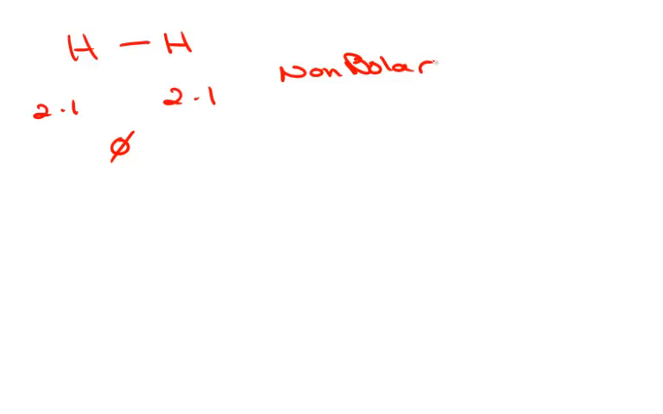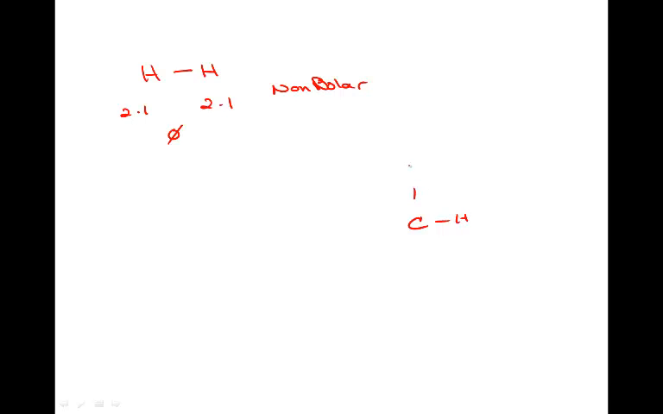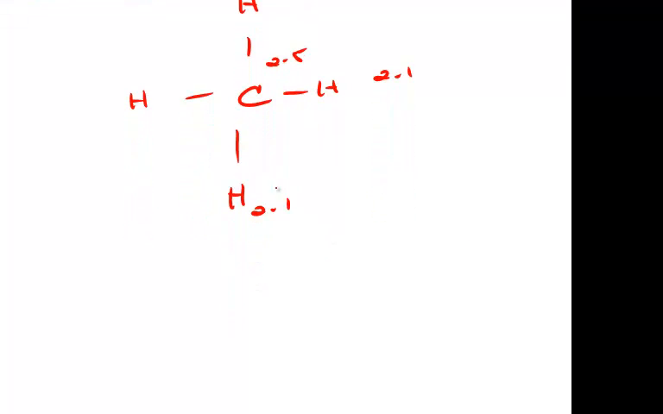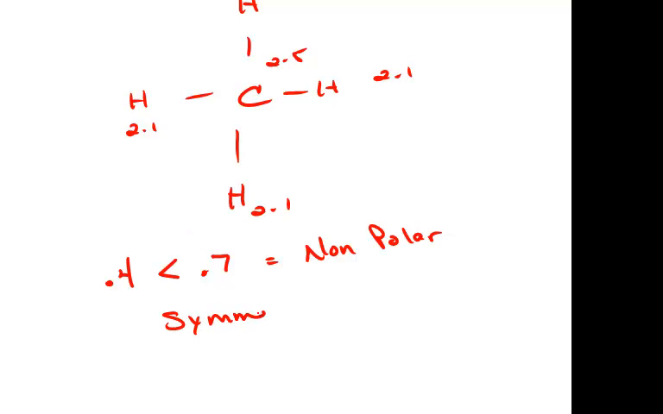If we take a look at, let's say, CH4, well, carbon has an electronegativity of 2.5. Hydrogen has an electronegativity of 2.1. So each one of these bonds is only an electronegativity difference of 0.4. 0.4 is less than 0.7, so it's nonpolar. The other thing to think about is that this tetrahedral molecule is going to be symmetrical. So that also leads us to believe that it is nonpolar.